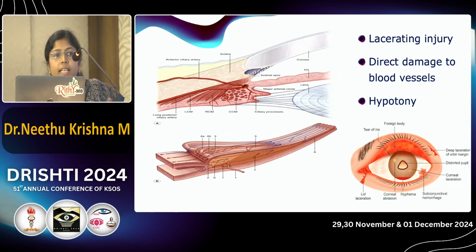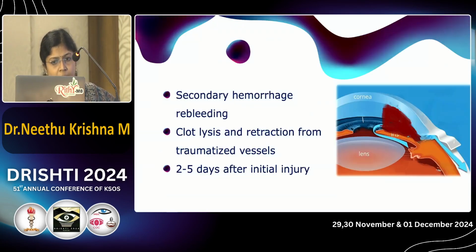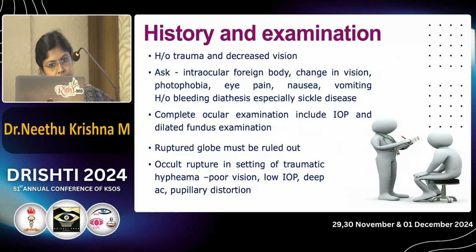In case of lacerating injury, there is direct damage to the blood vessels, resulting in hyphema, and along with the hypotony itself can result in rebleed and hemorrhages. The secondary hemorrhage or rebleed occurs due to clot lysis and retraction from the traumatized vessel, usually 2 to 5 days after the initial injury.